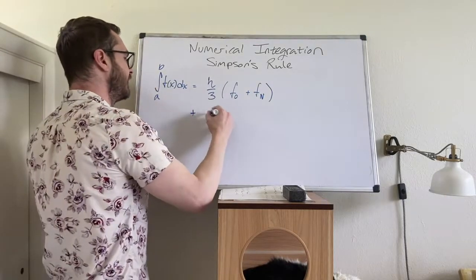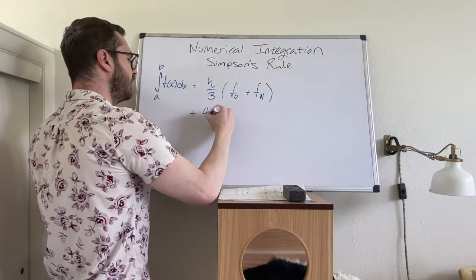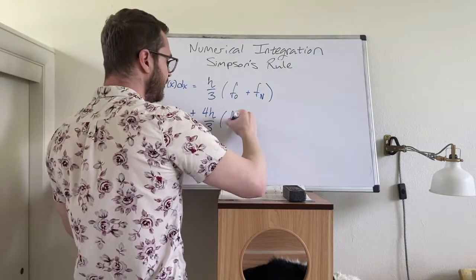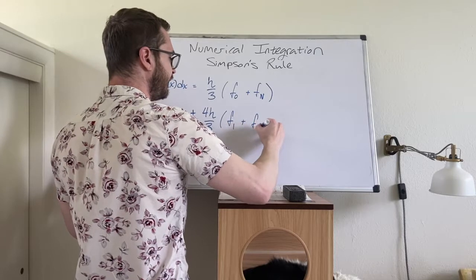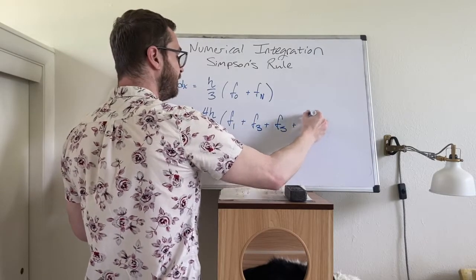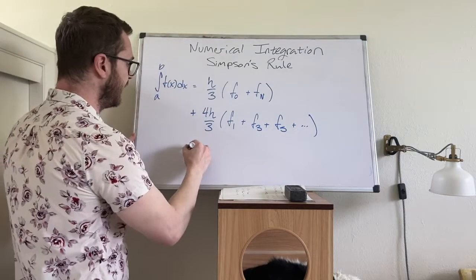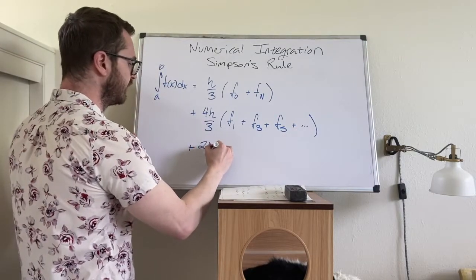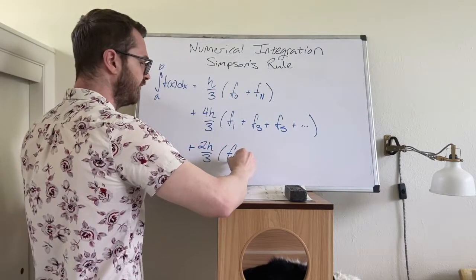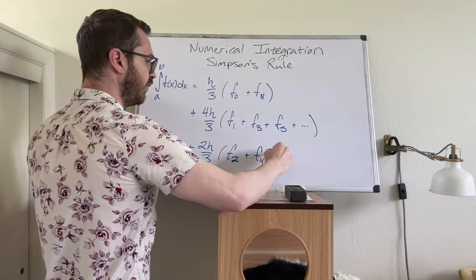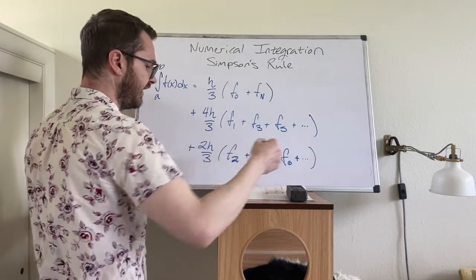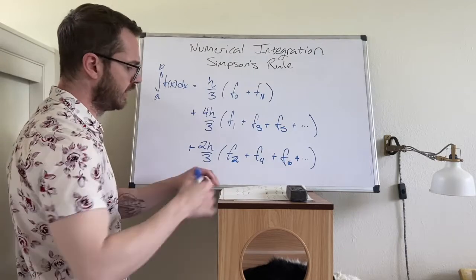Again, we saw that there was only one of each of the boundaries, so this is fine. Next, let's do 4h over 3, and then this is going to be F1 plus F3 plus F5, plus dot, dot, dot. And then the last piece is going to be 2h over 3, and then this is going to be the even ones, F2, F4, F6, plus dot, dot, dot. Okay, good.